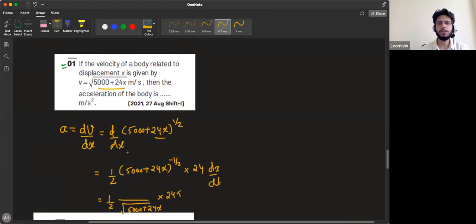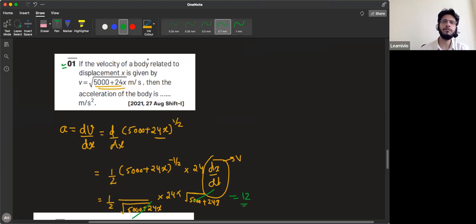Dx by dt. What is dx by dt? Dx by dt is v, which is this. This dx by dt here is velocity. Velocity is given. So root over 5000 plus 24x. So this term here will get cancelled with this term here. It's 24 over 2, which is 12. Is it clear? Yes, sir.